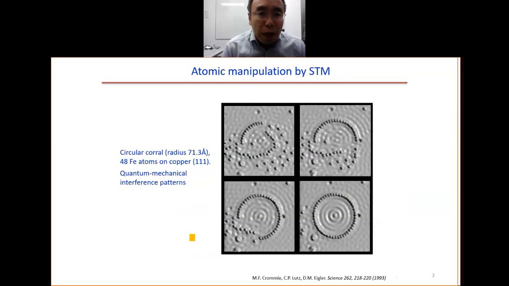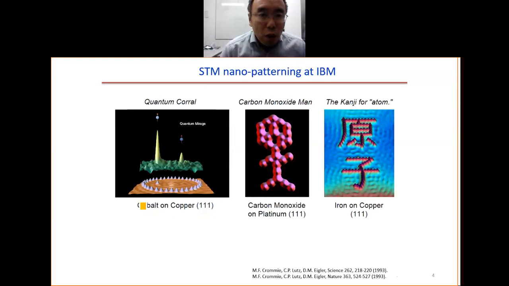So this is the first example. In this case, we have 48 iron atoms arranged on the copper 111 plane. This is the cobalt atom on the copper 111 plane. This is carbon monoxide molecules arranged on the platinum. This one is the iron and copper. It's also iron on copper. This is the Chinese word. It's also the Japanese word for the atom.